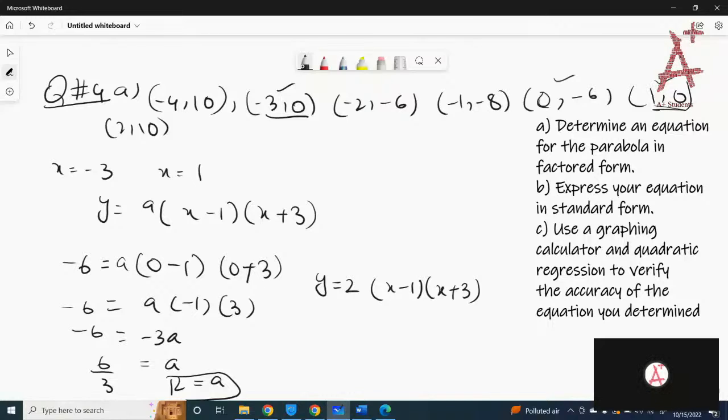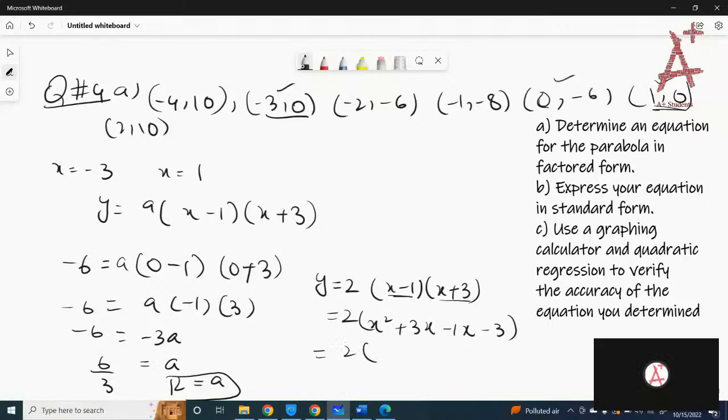Okay, part B, express your equation in standard form. For standard form, we have to expand the equation. Just multiply (x minus 1) by (x plus 3). So x times x is x squared, x times 3 is 3x. Now multiply the negative 1. Negative 1 times x is negative x, negative 1 times 3 is negative 3.